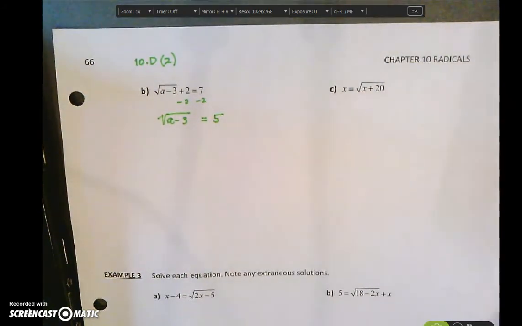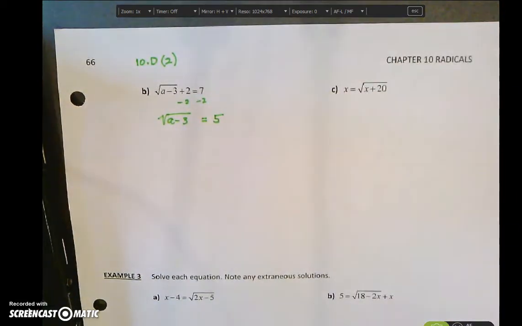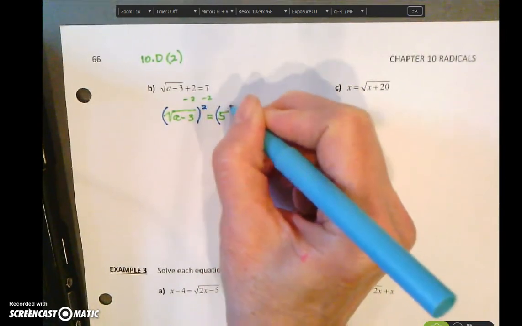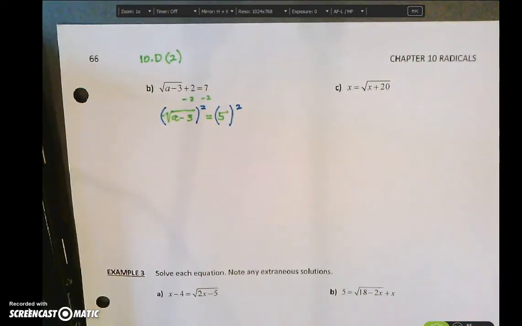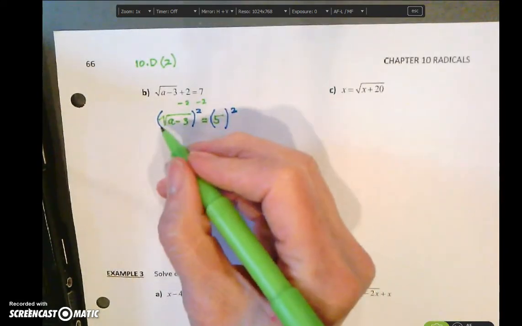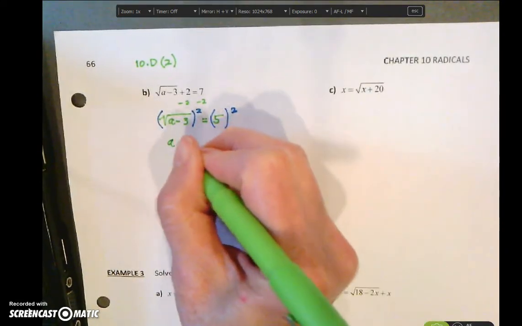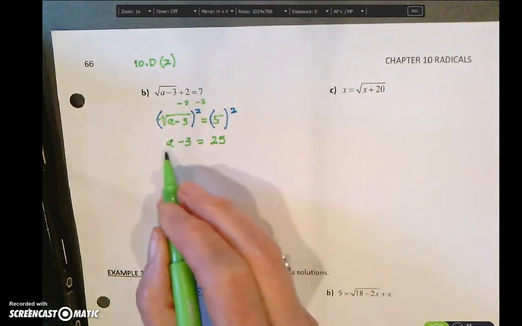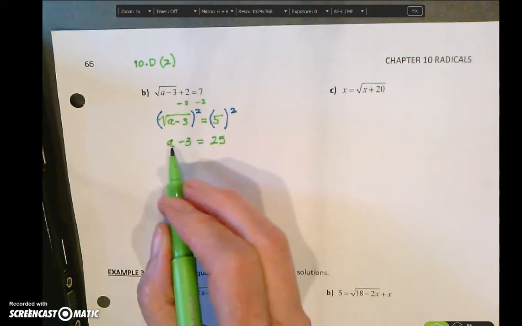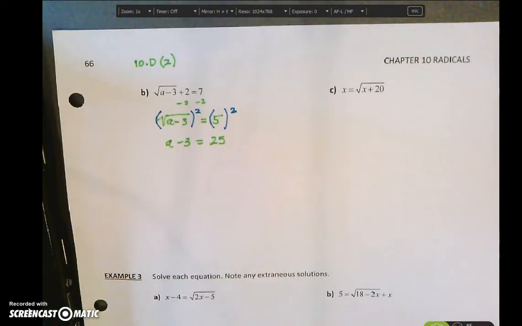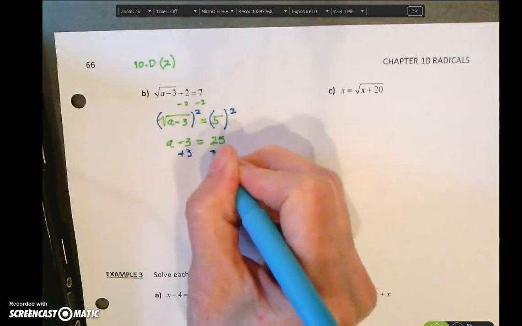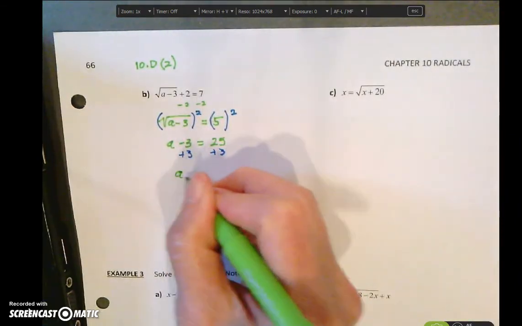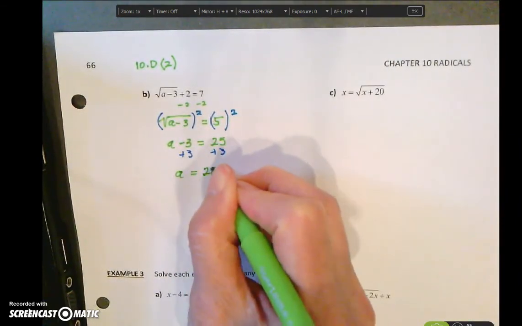So now I'm going to square both sides of that equation. So I'm going to take the left side and square it, and I'm going to take the right side and square it. So when I square the radical, the a minus 3 comes out, and 5 to the second power is 25. So once I get here, now I need to solve it for a. So to solve for a, I'm going to add 3 to both sides, and I will end up with a is equal to 28.